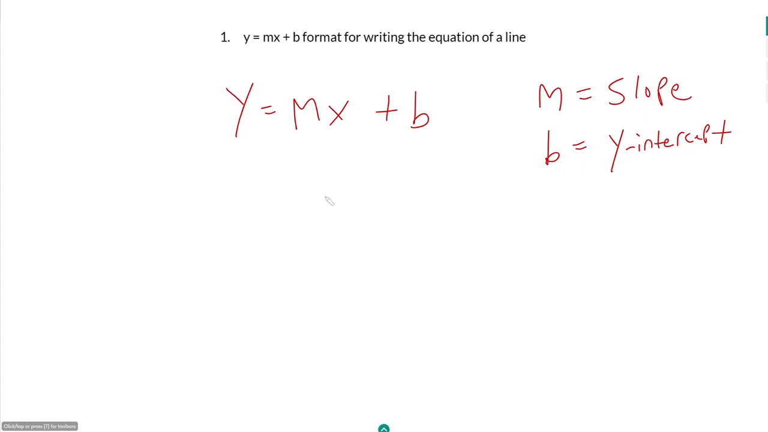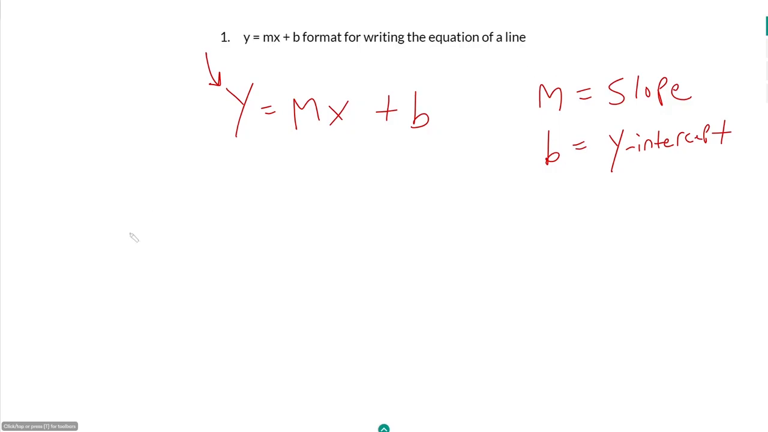or more specifically, it is the value you get for y when x is equal to 0, which just gives you an equation of y is equal to b. So b is really just your y coordinate when x is 0.